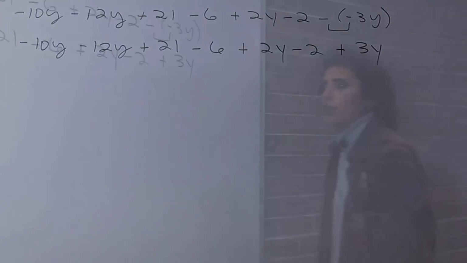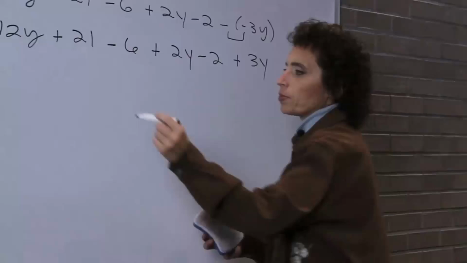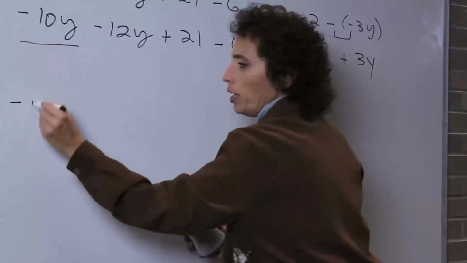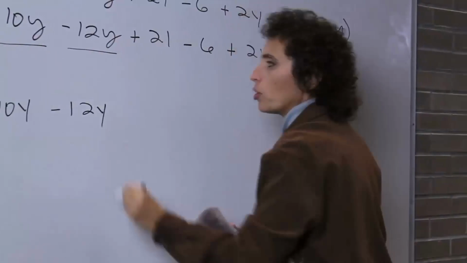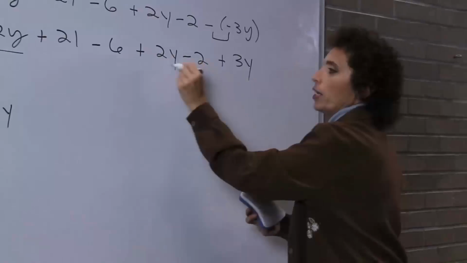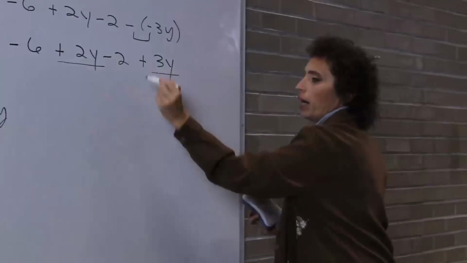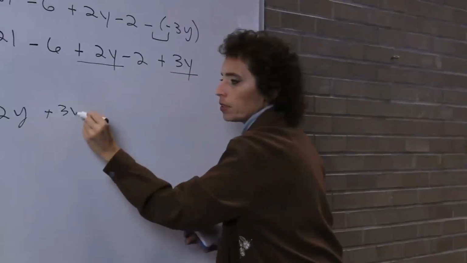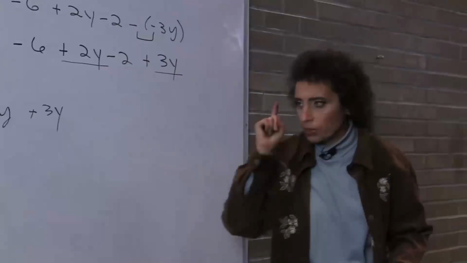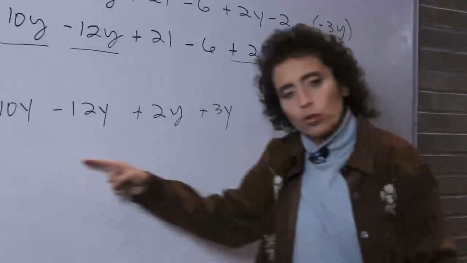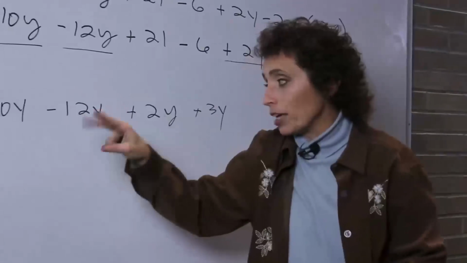All right, now the fun begins. We're looking for like terms here. Okay, here we go. We have negative 10y. We have negative 12y. They are like terms. We have positive 2y. Like terms, like terms, like terms. Positive 3y. So we're combining this. I'm going to see if we can go right across in one step, instead of just doing 2 at a time. Ready? I am still doing 2 at a time, but I'm not going to write it down.